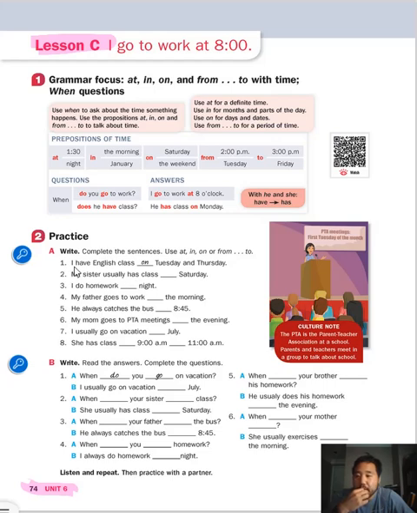Number 1. I have English class on Tuesday and Thursday. So here, Tuesday and Thursday are counted as days. And the preposition of time for days is on. Now, number 2, my sister usually has class blank Saturday. So what is Saturday? Saturday is a day, so the preposition of time is on.